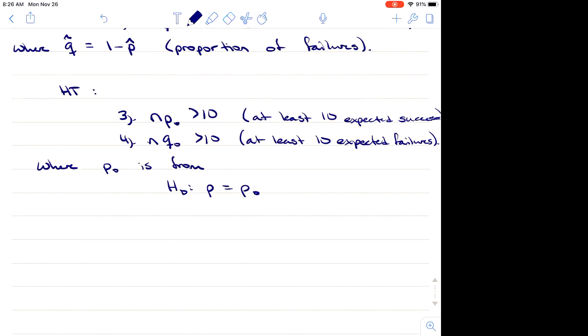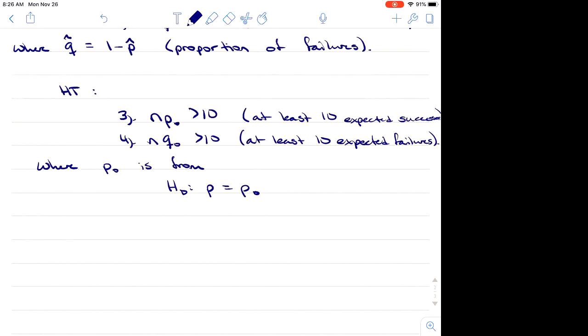So P naught is whatever you want to compare your sample proportion to. Just like in the mu naught case, for one sample mean, we had some sample mean that we wanted to compare to some number, and that number was mu naught. So now we have some sample proportion that we want to compare to some hypothesized proportion P naught.